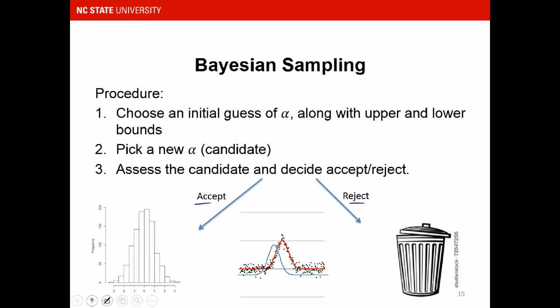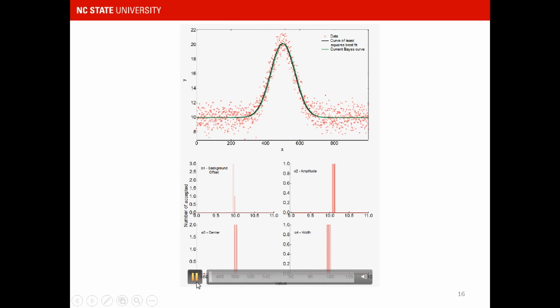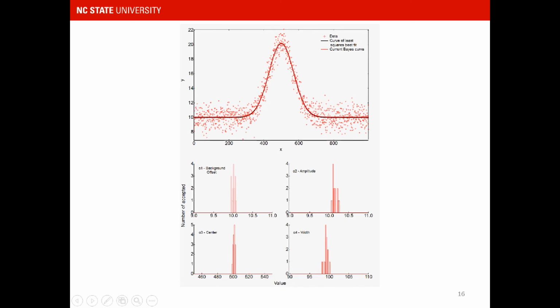We iterate through this procedure thousands of times for each alpha: offset, interior, center, and width. This video illustrates the iterations for fitting our simple Gaussian peak dataset. In the top panel, the red points are our observed data, or measured data. The fixed black curve is the least squares curve of best fit, and the changing curves are being produced as a sampling algorithm considers each candidate alpha.